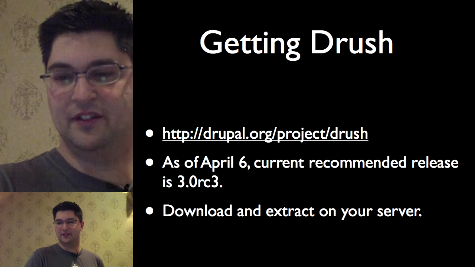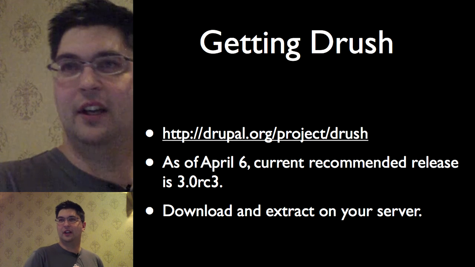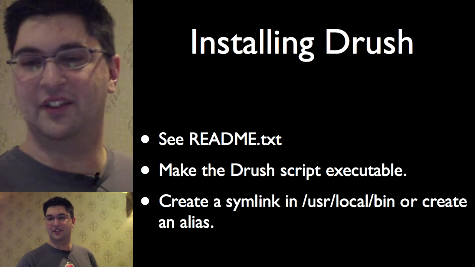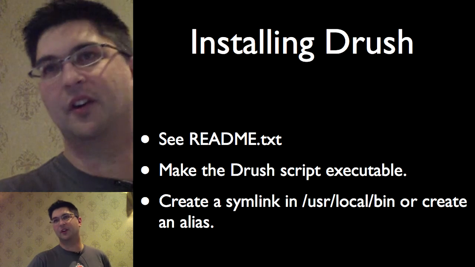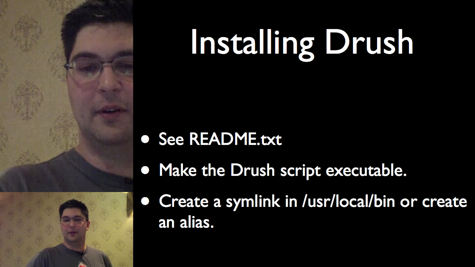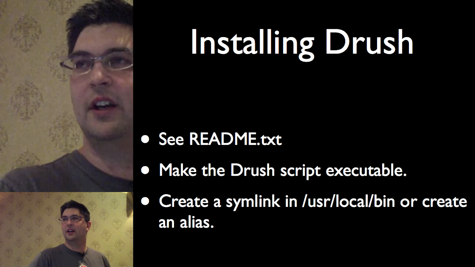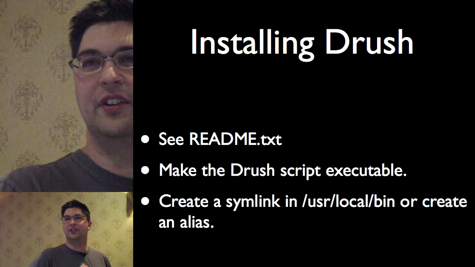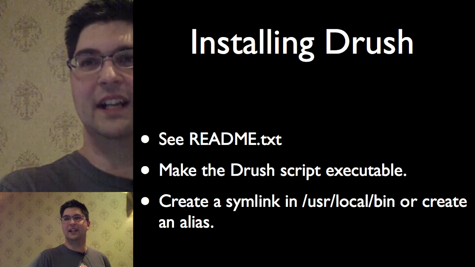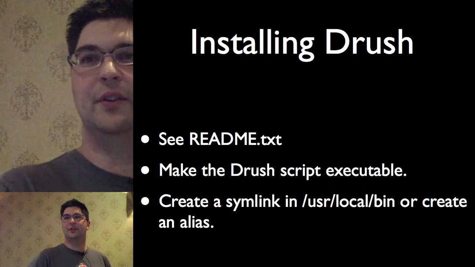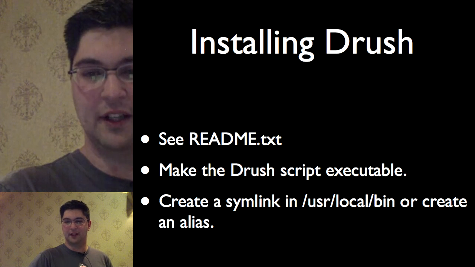You can simply download the tarball from the project page and extract it somewhere on your server. Basically, you make the Drush script. There's a little bash script that calls the PHP. Make that executable, and then create a symlink, or add that folder into your path, or create an alias in your bash profile. Some way of being able to just call Drush simply from your command line.